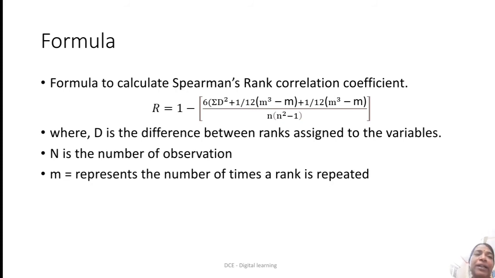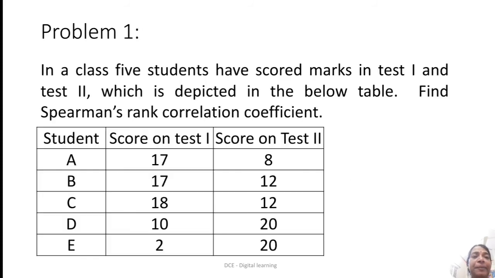So the denominator will remain the same, but in the numerator we should add the correction factor to summation d square based on the number of repetitions. d is nothing but the difference between the ranks assigned. n is the number of observations and m represents the number of times a rank is repeated.